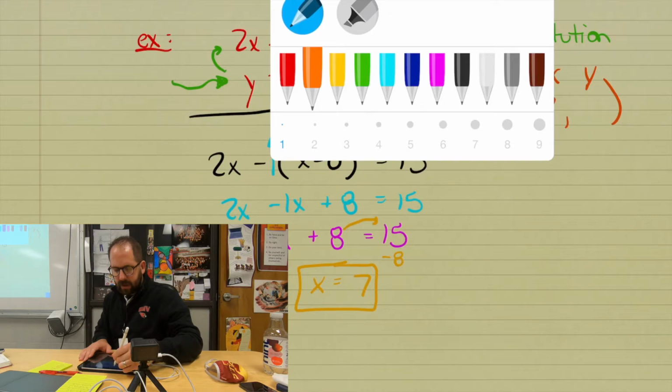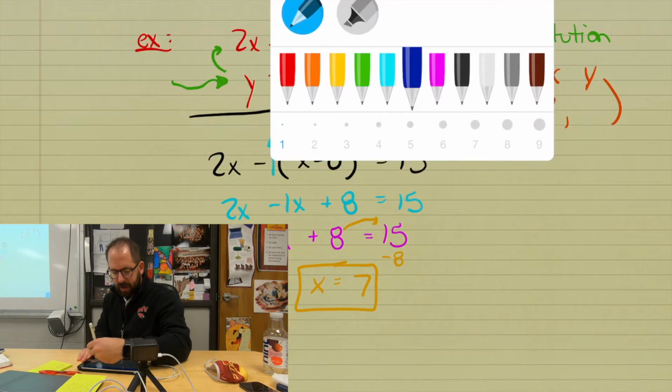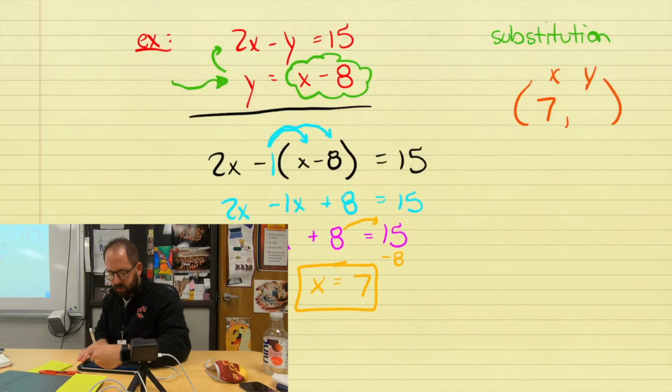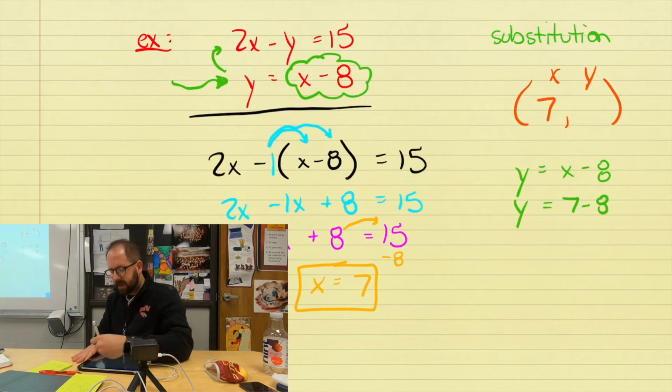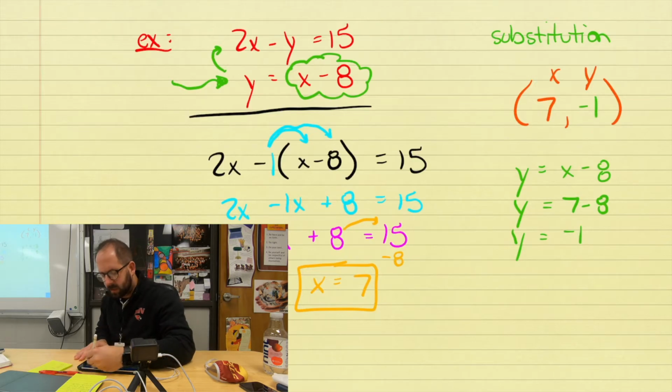Plugging that back in, here's the equation that I circled earlier. I'm going to plug my 7 back in for x. And so 7 minus 8, what is that, a negative 1? And that's your y number. So that's the answer we're looking for.